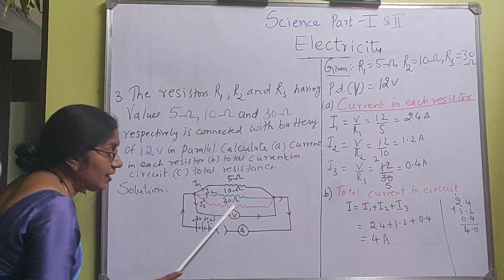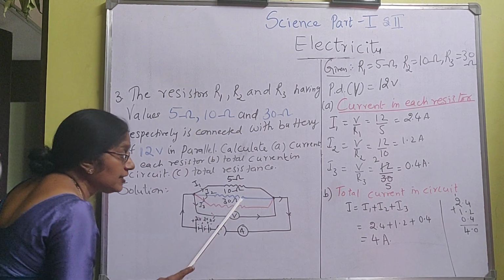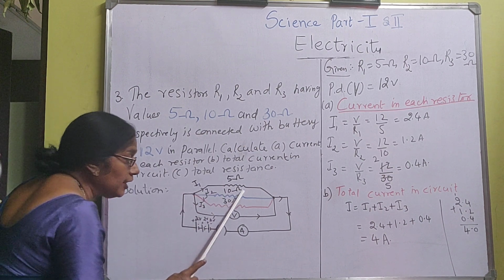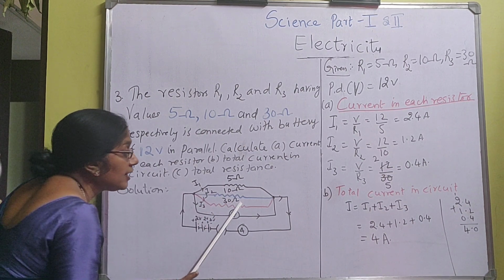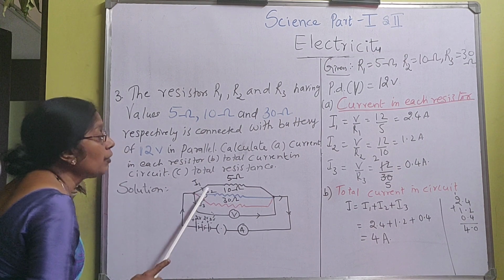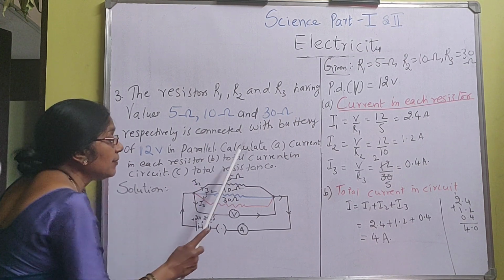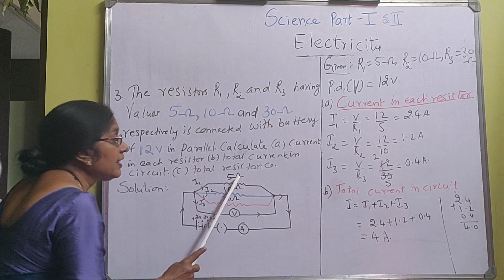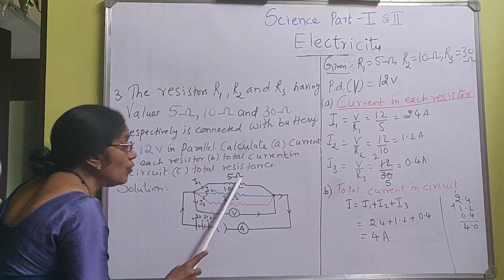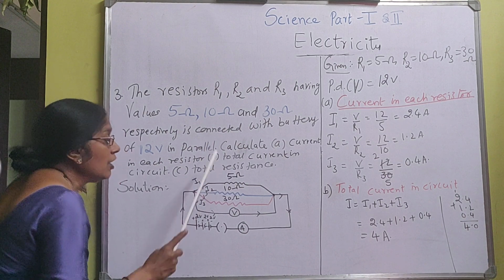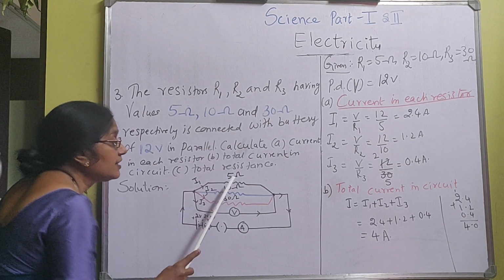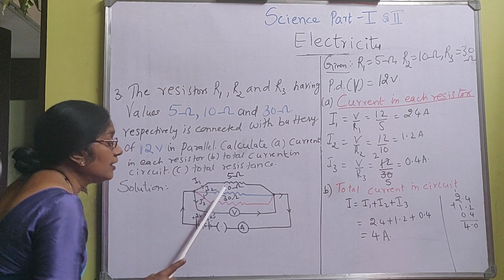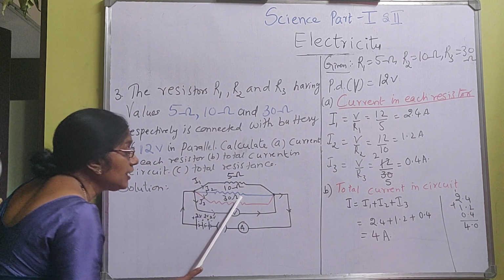But in parallel, the current is different in all the resistors. I1 is the current in the 5 ohm resistor, I2 the current in the 10 ohm resistor, and I3 the current in the 30 ohm resistor. So we have to find out the current in each resistor: how much is I1 when the resistance is 5 ohms, how much is I2 when the resistance is 10 ohms, and how much is I3 when the resistance is 30 ohms.